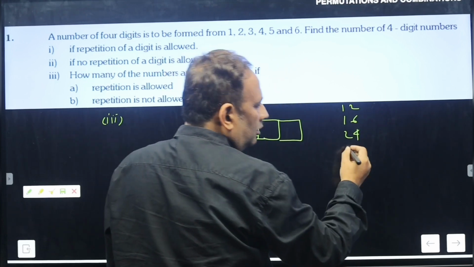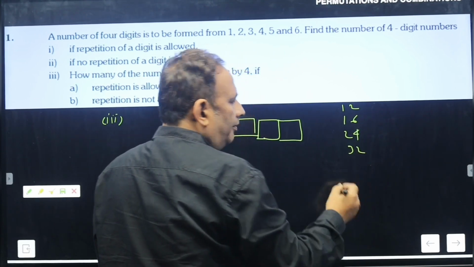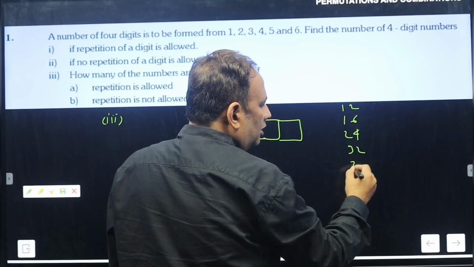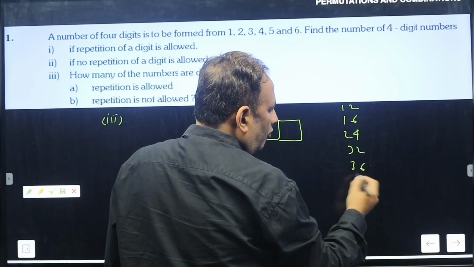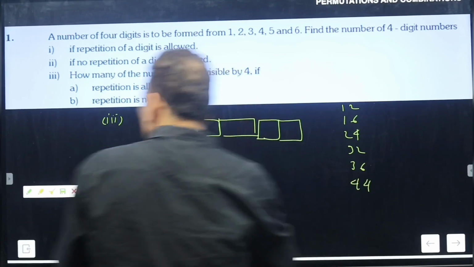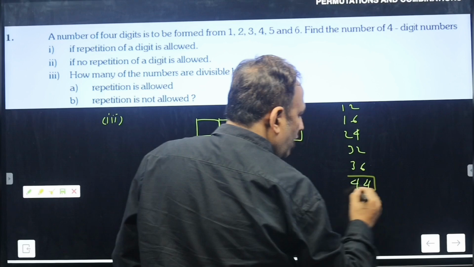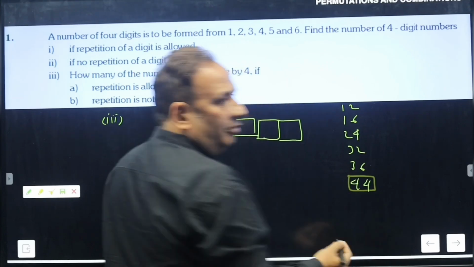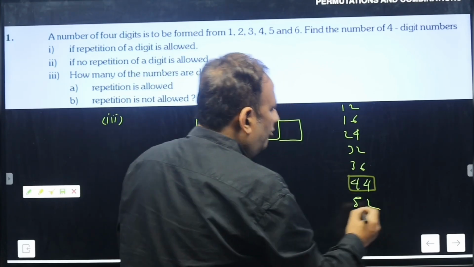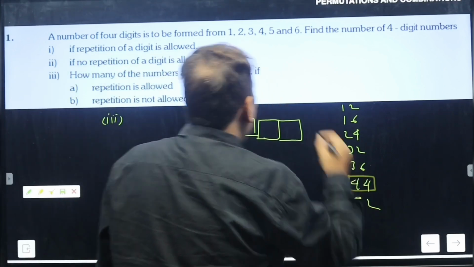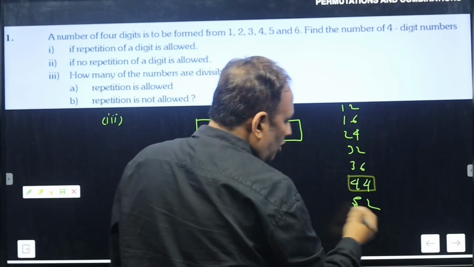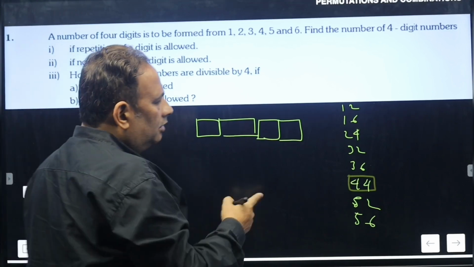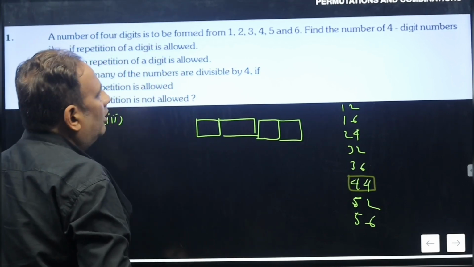Then 32 is there, okay. 28 is not there, so we can't take it. Then 36 will be there, correct. And 40 will not be there, so 44 will be there. Here you can mark this also, 44. Why am I doing so? Later on I will tell. After 44, 48 will not be there. Then 52, we are taking 52; 5 is there and 2 is there. Then 56 will also be there. And then what else can we take?